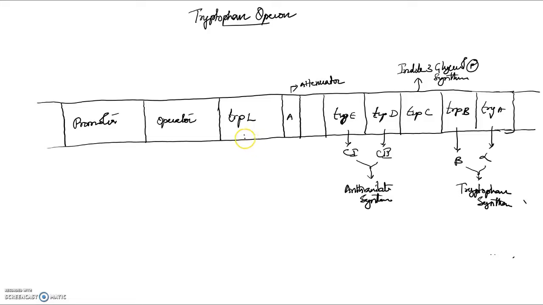Tryptophan L codes for a leader peptide. The operator region is the region where the repressor binds. And the promoter is the region where RNA polymerase will bind. Okay, so this is the basic structure of a tryptophan operon.